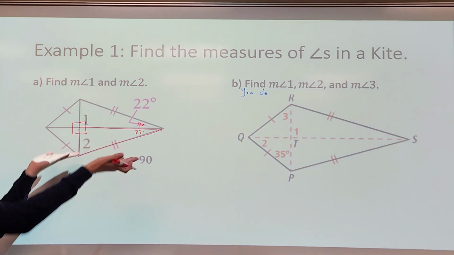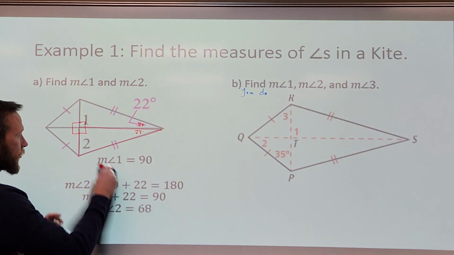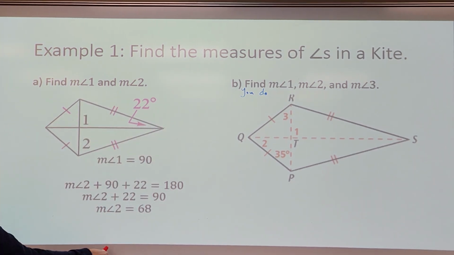I'm going to focus on the fact that this is a right triangle, so these angles need to add up to 90, and they do, and so that means that the measure of angle 2 is 68 degrees. All right? Hopefully that makes sense for you. If not, please make a note in your notes to ask a question. If you don't ask a question, then I don't know that you didn't get it.